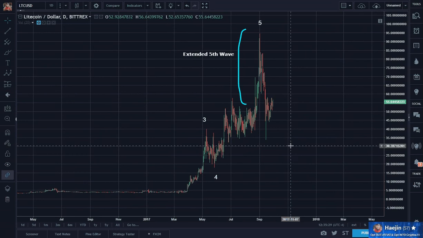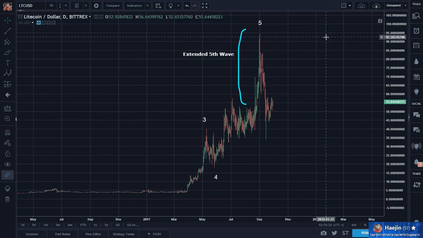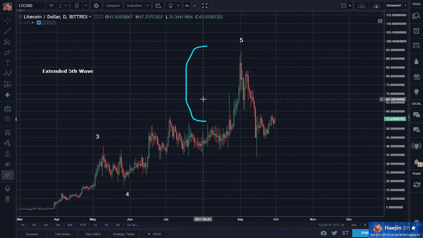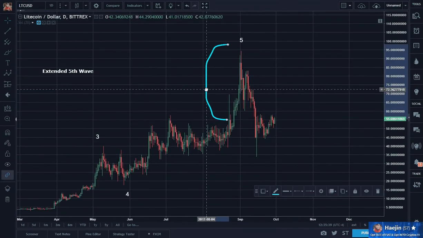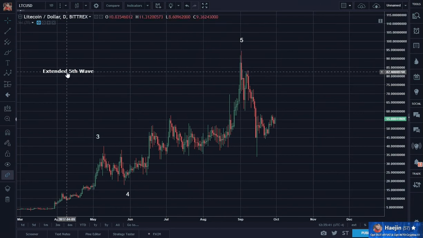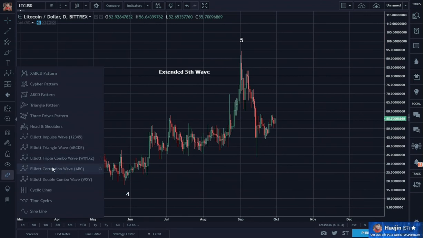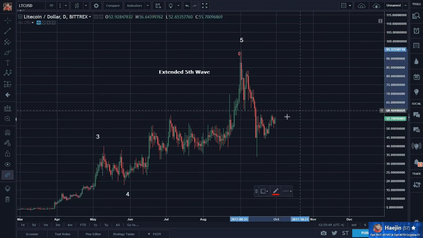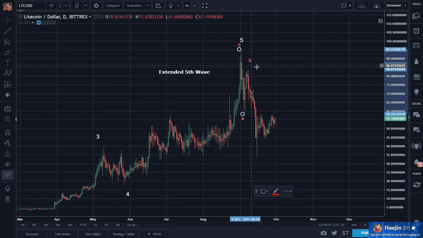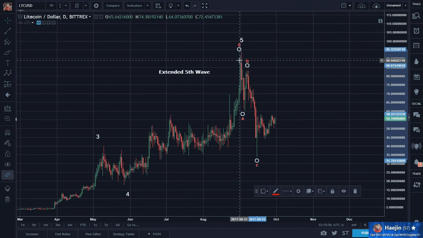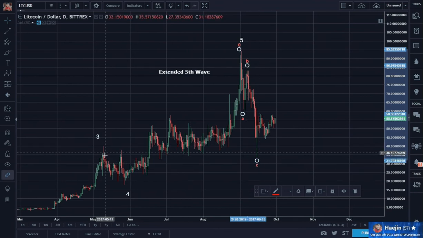And after 5 waves, what happens? You have to get a requisite ABC correction. Get rid of this for now. And do we see an ABC correction here? Absolutely. A, B, C. Very sharp, very deep. And look, wave C went to the region of the price of the prior wave 4, right here.